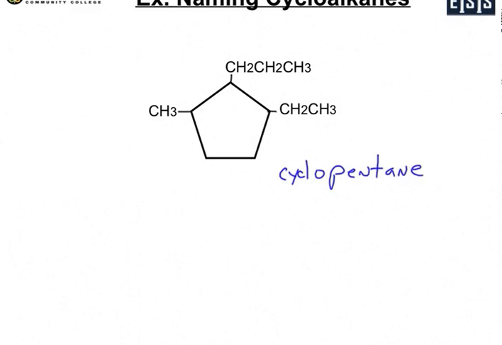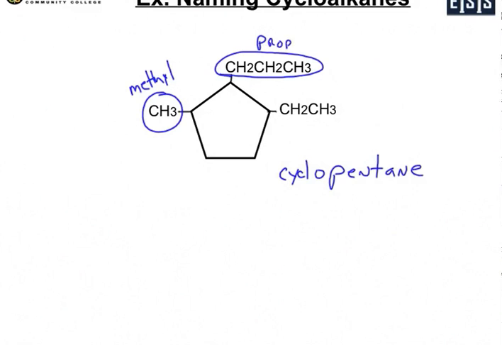But we have 3 substituents coming off. And if we look at the substituents, we have a methyl coming off, this here is a propyl, a 3 carbon chain. And we also have a 2 carbon chain. This is an ethyl.